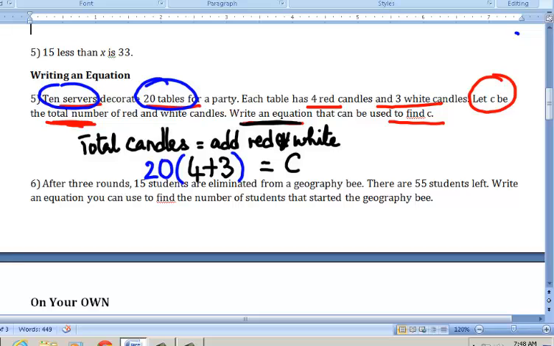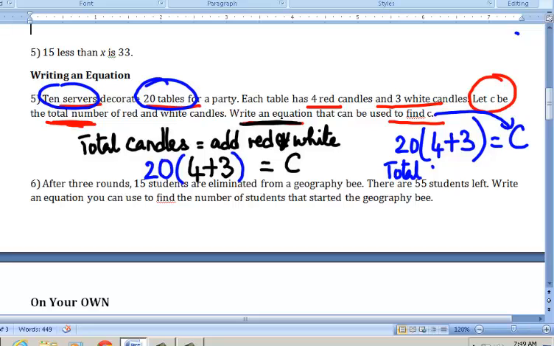So my final equation is 20 times (4 plus 3) gives me C, which is the total number of candles. Always go back and check, did I find the right answer, and write it as a complete sentence so that you know that that's what you're answering. So here in this case I'm going to say 20 times (4 plus 3) equals C, which is the total candles. And that's how I'm going to keep track of what I'm supposed to be doing.